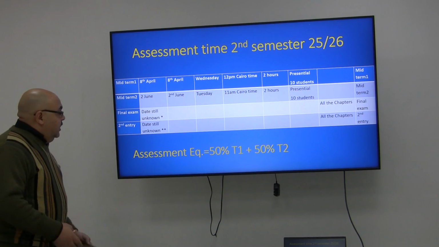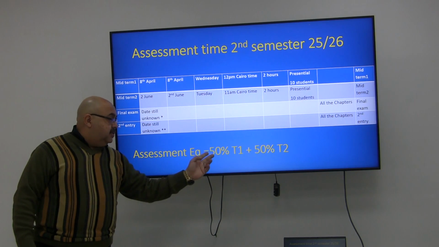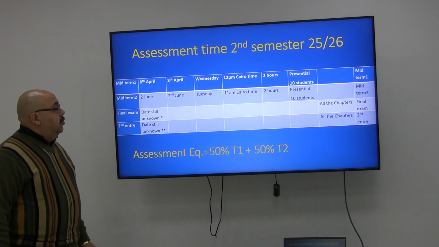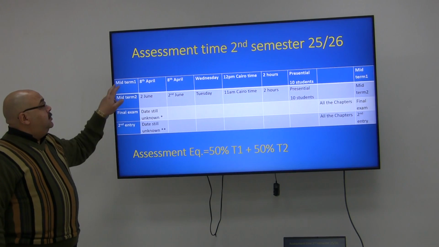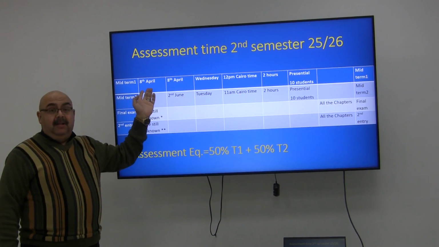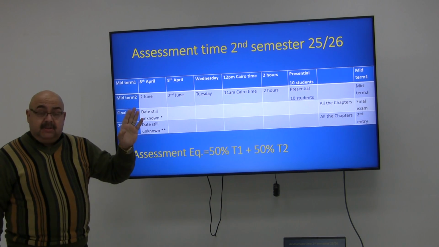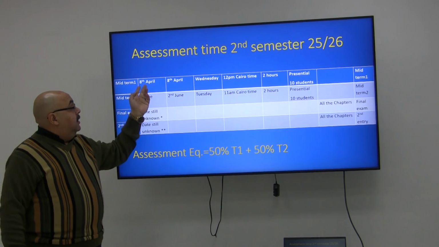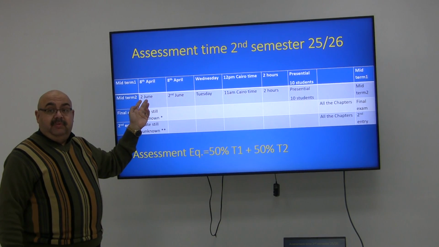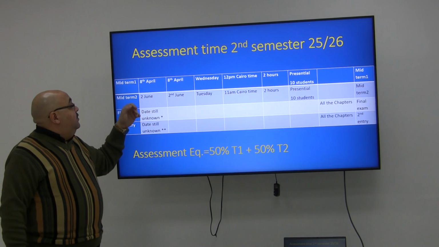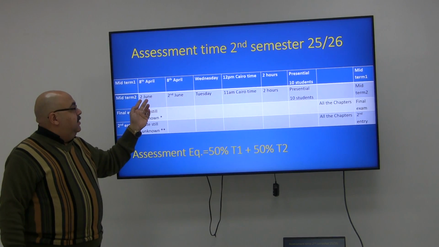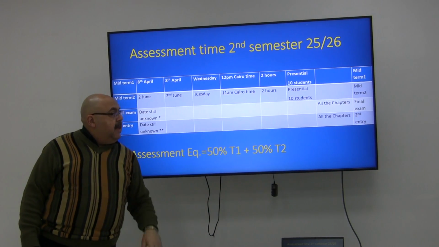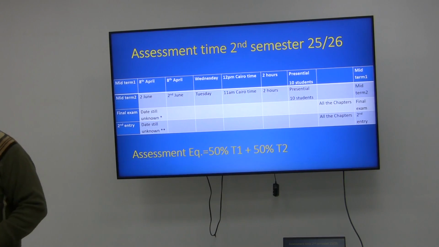About the exams, the assessment equation is 50% for the first midterm and 50% for the second midterm. I know, Fatin, you asked me about this. The first midterm is going to be on the 8th of April. It will be paper-based, and it will be on Wednesday. And the second midterm will be on the 2nd of June, at 11 a.m. Cairo time, and it will be residential and run for 2 hours.